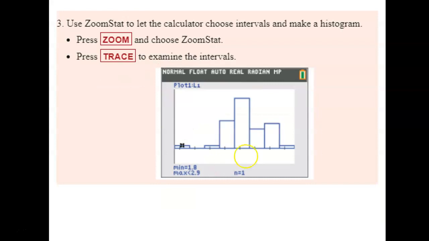All right, so this part, you want to make sure your window looks pretty. And we didn't do this at the beginning, but we should have gone to y equals and made sure nothing was being graphed besides the histogram. But hit zoom and then choose zoom stat. I think it's 9. And it'll automatically adjust your window so it looks pretty for the distribution. And if you hit the trace key and you keep hitting trace, it'll bounce from class to class to class to class.